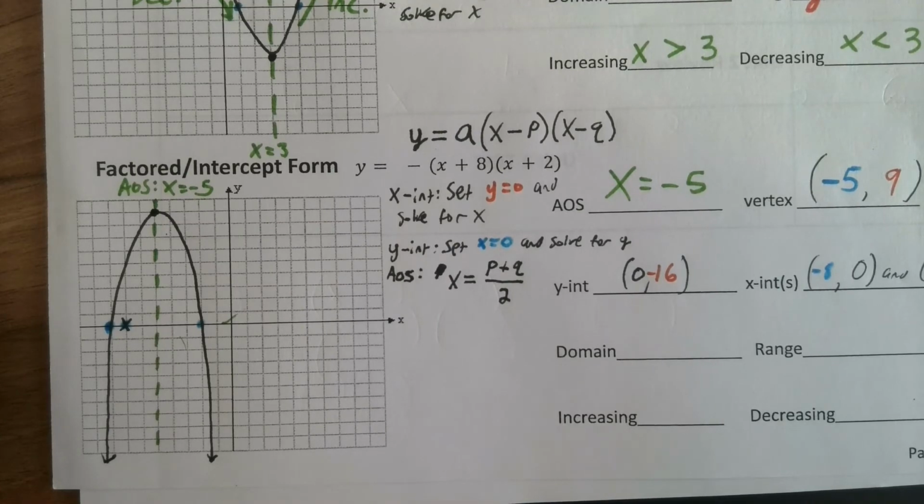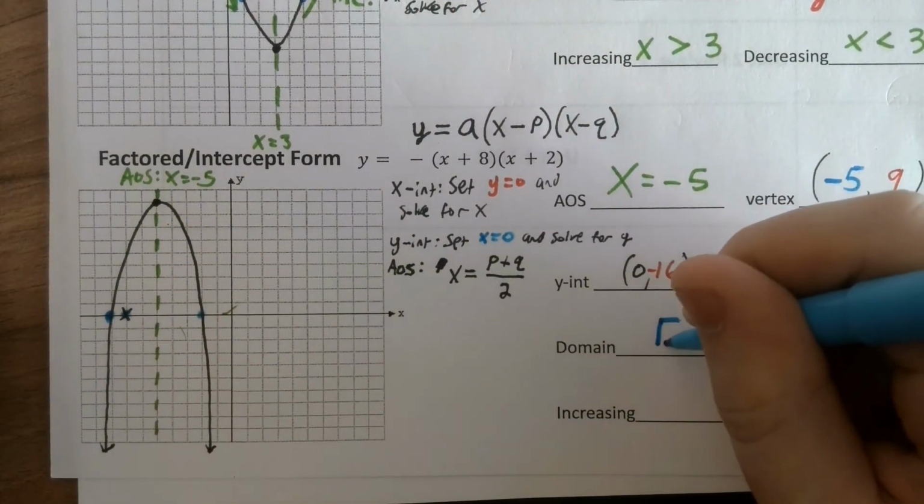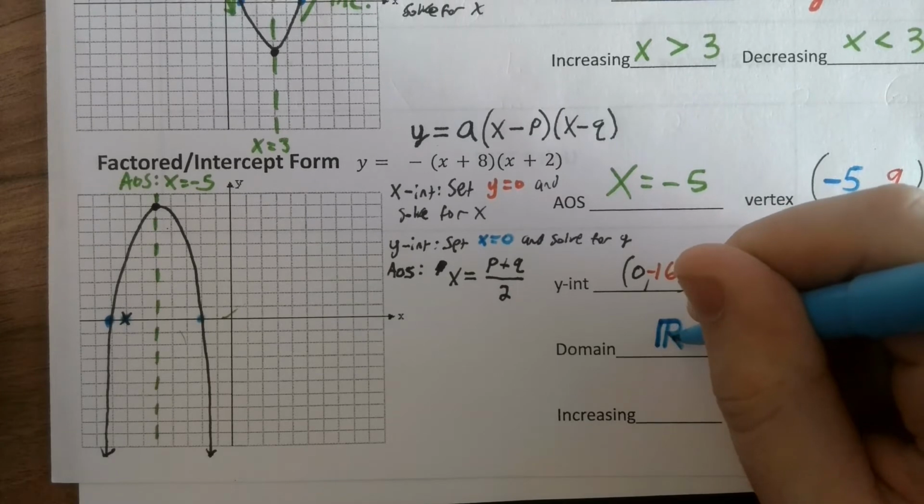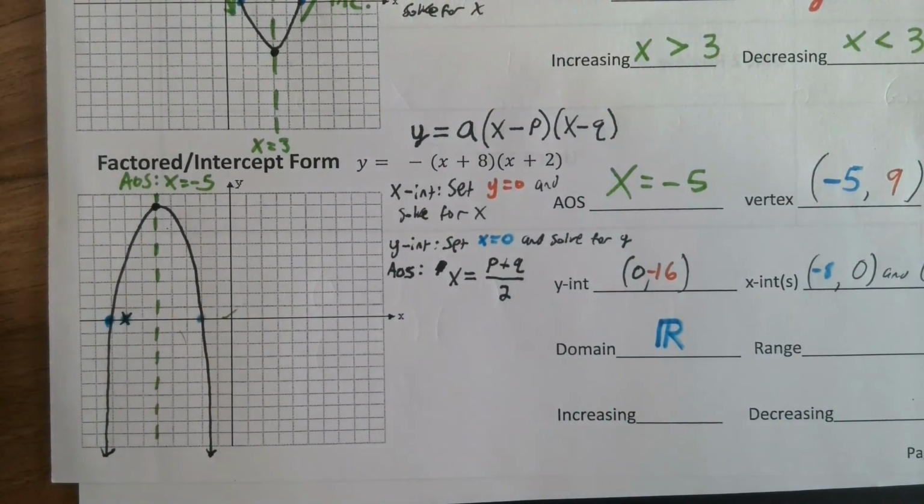Once again, we can ask about the domain, the range, when it's increasing and decreasing. So what's the domain of this parabola? Once again, it goes on forever, left and right. Our domain for this unit is always going to be all real numbers, because our parabolas don't ever stop going left or right.